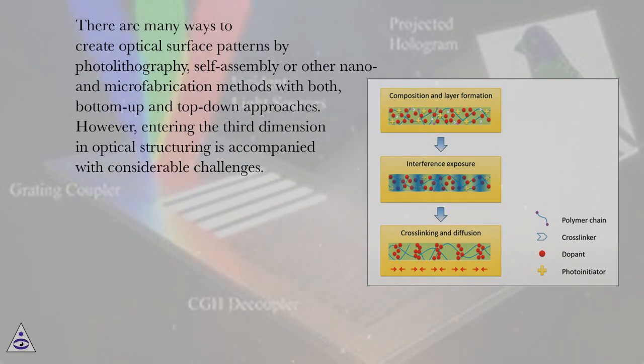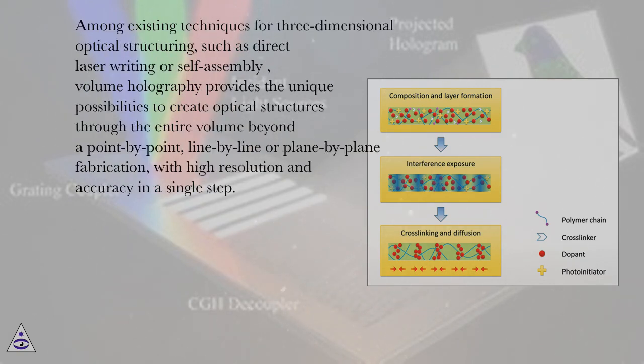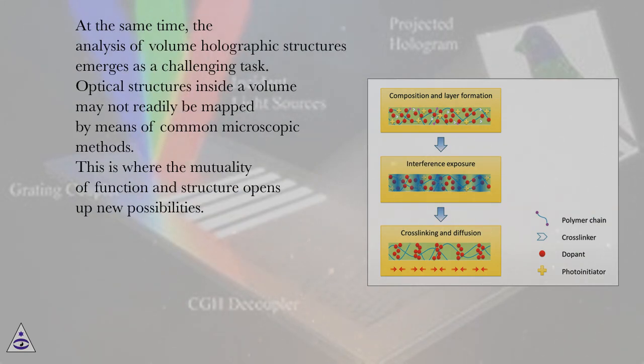There are many ways to create optical surface patterns by photolithography, self-assembly, or other nano and microfabrication methods with both bottom-up and top-down approaches. However, entering the third dimension in optical structuring is accompanied with considerable challenges. Among existing techniques for three-dimensional optical structuring, such as direct laser writing or self-assembly, volume holography provides the unique possibilities to create optical structures through the entire volume beyond a point-by-point, line-by-line or plane-by-plane fabrication, with high resolution and accuracy in a single step. At the same time, the analysis of volume holographic structures emerges as a challenging task.